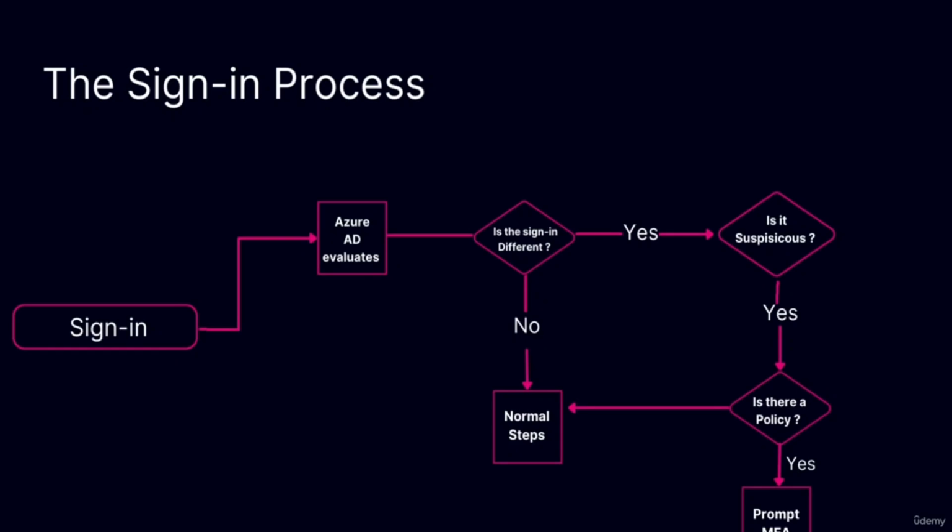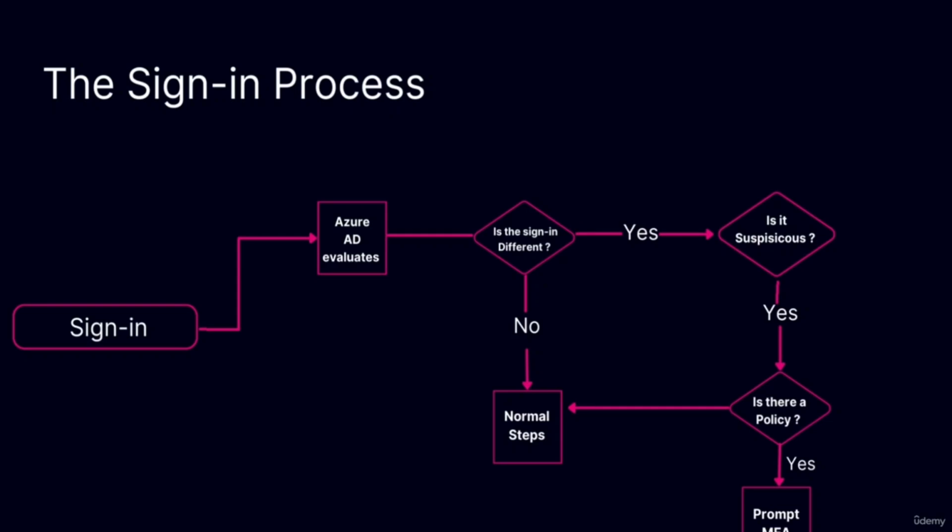So let's look at the sign in process. First, a user is attempting to sign in. The user will add their username and password, and Azure AD at this point evaluates the user's sign in attributes. In addition to the username and password, it also checks the location, the network IP. By location, I mean geographical location, and the authentication method, as in, is it cached authentication or did the user actually type it in?